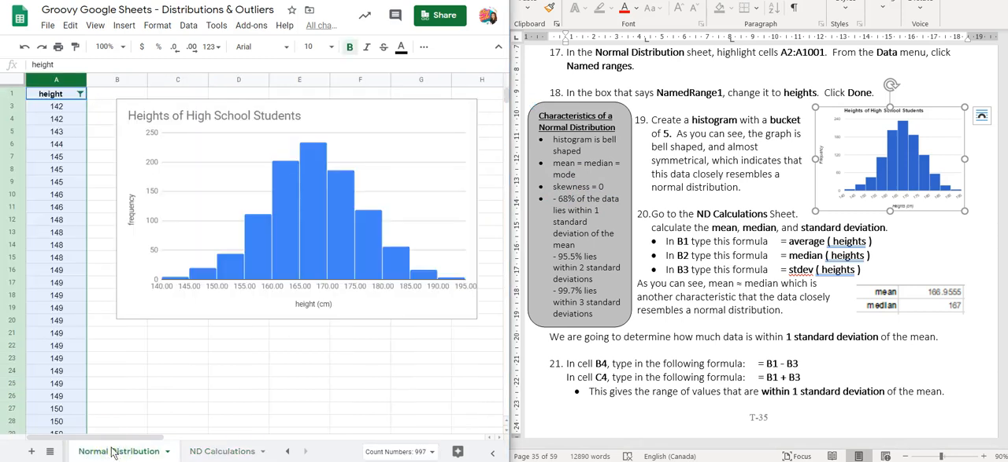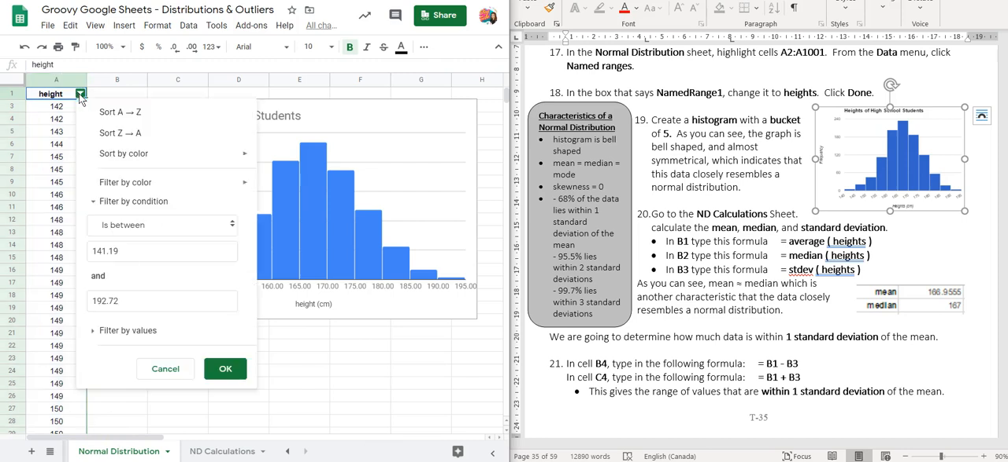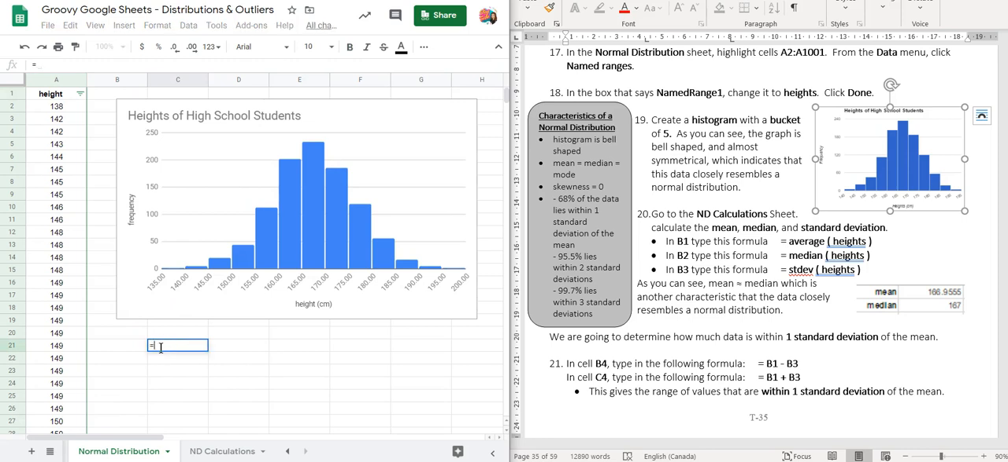We didn't do that. But over here, if we remove the filter, we could calculate the skewness. Heights. So it is approximately 0. It's a little bit left skewed, but it's approximately 0. So that's your other piece of evidence.